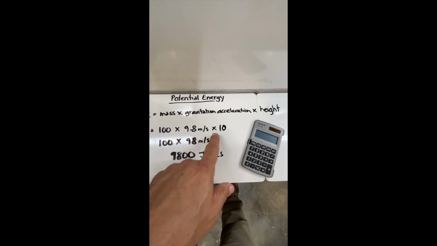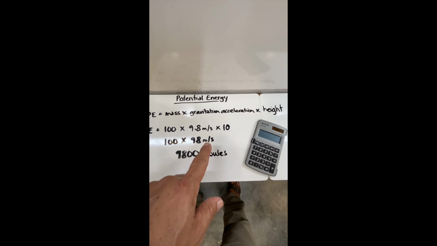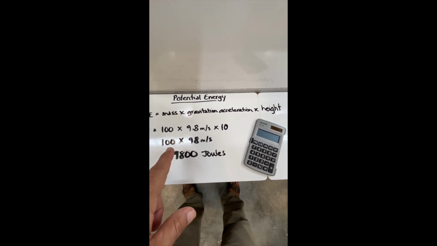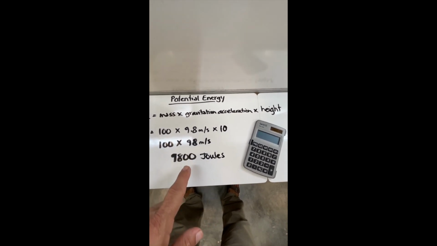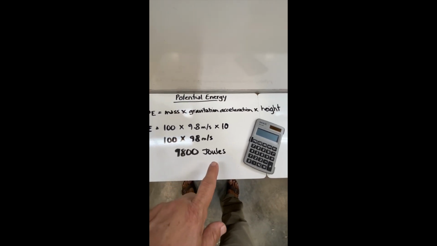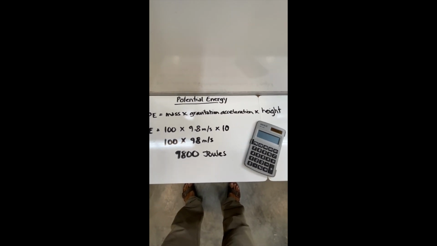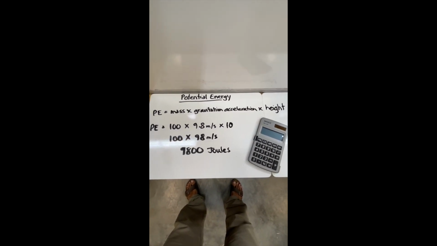I'm going to do this side first to make it easy on myself. I'm going to move the decimal since I'm multiplying times 10. I've got 98 meters per second times 100. 100 times 98 is 9,800. And then the measurement that we use in doing this can either be called Newton meters, where we would write an NM, or it can be joules. Either one is right.